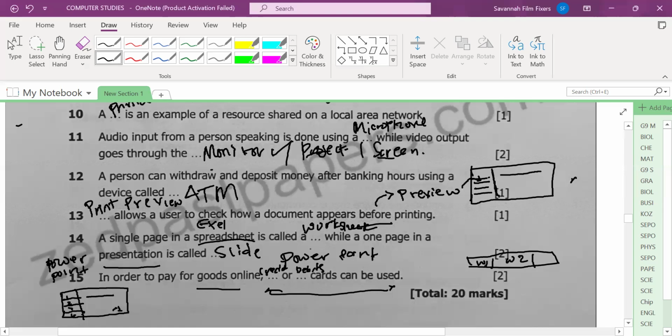Do you have any question so far, both from section A and section B? No. Okay, great.